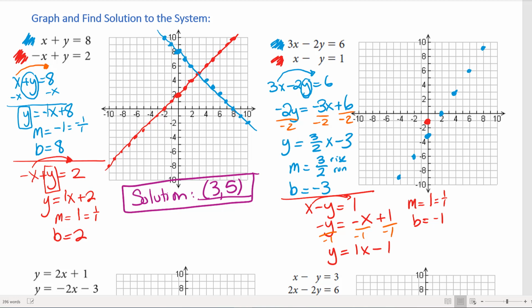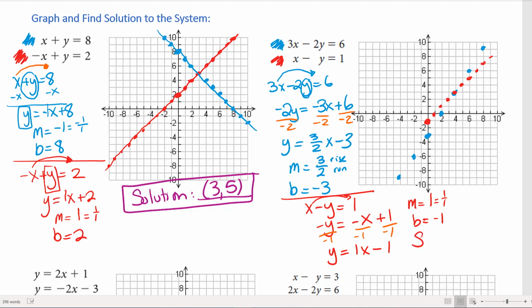I put my pencil on the b, which is negative 1. Rise 1, run 1. Do you see how if I drew the lines, you might think that they cross there, but they don't, because the points have to cross. Rise 1, run 1. That doesn't cross yet either. Rise 1, run 1. Now it crosses. Okay, do you see the one point where they intersect?